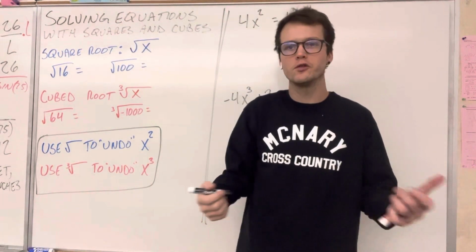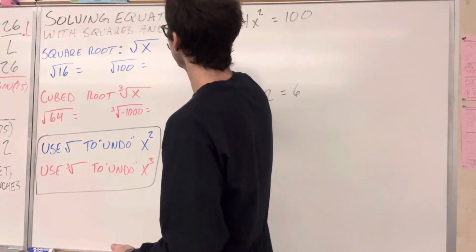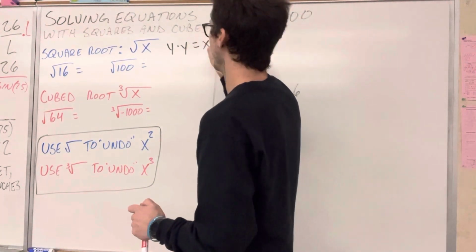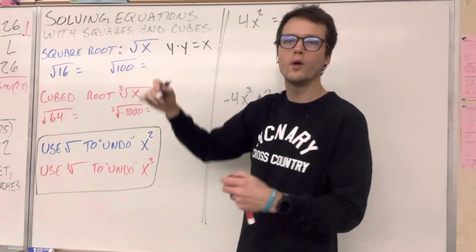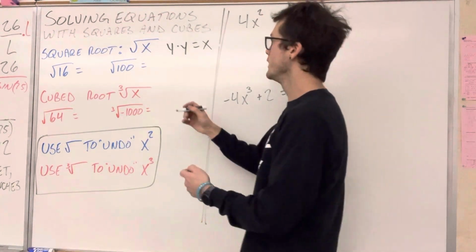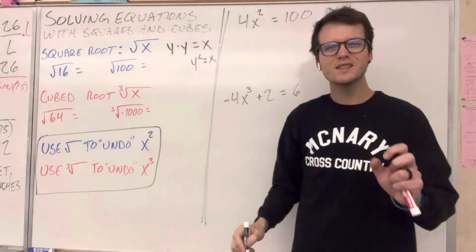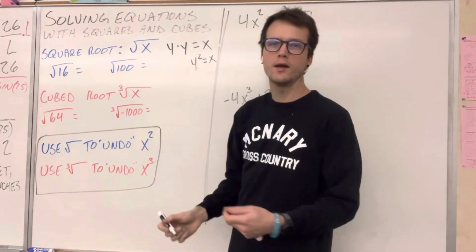So if we want to find the square root of some x value, that means we are looking for some value, let's call it y, such that y times y equals x. So we're looking for some number that when multiplied by itself equals whatever's under the radical. Or another way you could say that is y squared equals x. There exists some y value such that when you square it, it equals whatever's under the radical.